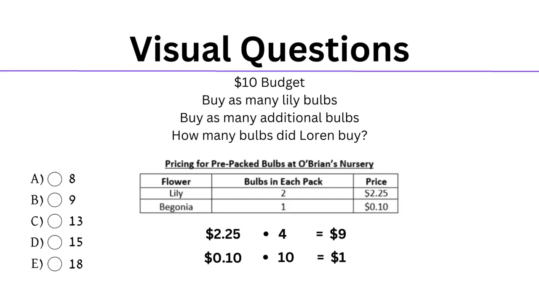Now, people often fail this question because they simply add 4 lilies and 10 begonias, giving us an answer of 14, which isn't even an answer option. The question asks how many bulbs, and as we can see, each pack of lilies has 2 bulbs inside. So our equation is 4 multiplied by 2 plus 10, which equals 18. So our final answer is E, 18.